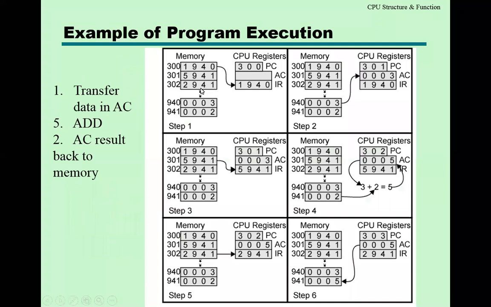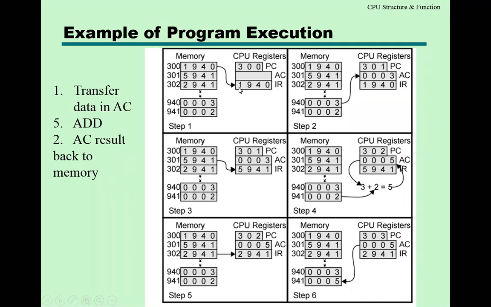Memory is holding different types of instructions as well as data at respective memory address locations, and PC is holding the address 300. AC is the accumulator, IR is the instruction register. So PC holds the address 300, and the content at 300 is loaded into the instruction register, that is 1940.